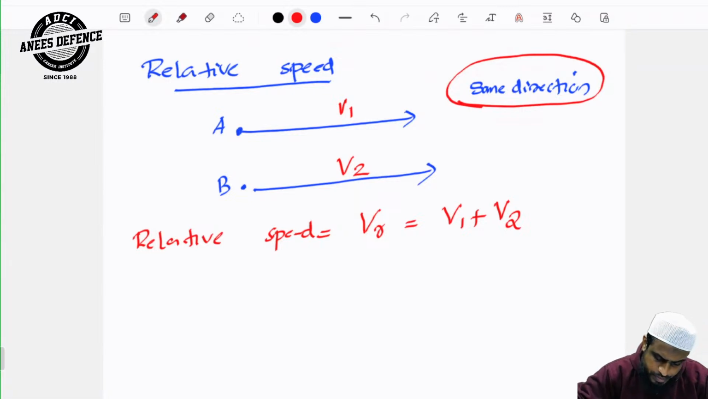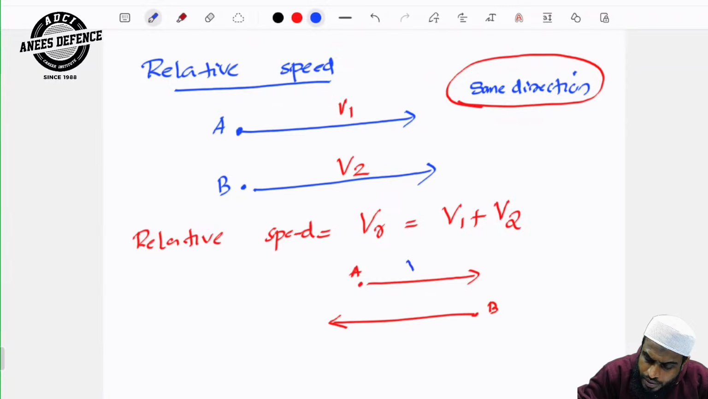The second case, a body is moving in a forward direction, another body is moving in the reverse direction. The speed of body 1 is V1 and the speed of body 2, that is B, is V2. Both are moving but opposite in direction.